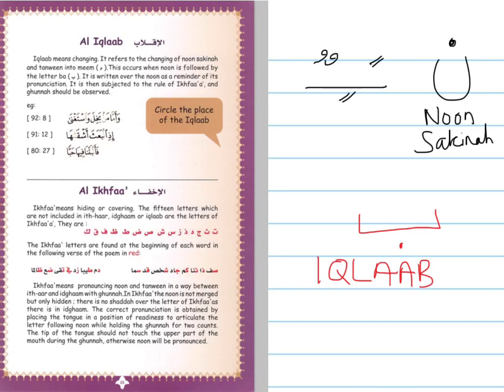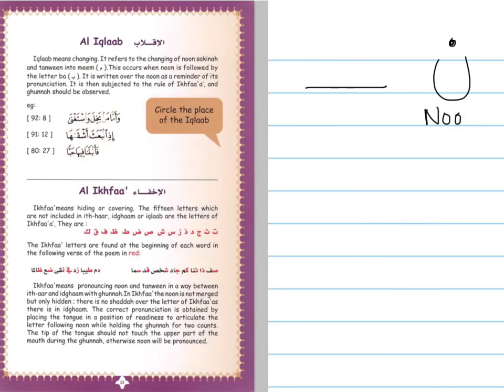If you read here, Iqlaab means changing, and it refers to the changing of the Noon sakinah and tanween into a meem. This occurs when the Noon is followed by the letter ba. So the Noon sakinah followed by the letter ba causes Iqlaab. Now, what does this rule actually mean? What this rule means is the following. Let's take this example here.